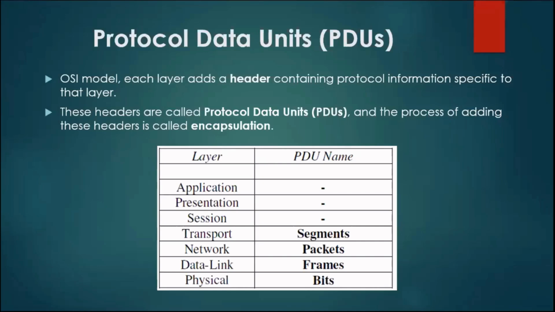Then when it comes to the transport layer, it adds segments. So segments, I'll explain more as we reach them, but I'll not talk about it right now. Segments, packets, frames, and bits, I'll explain in detail in the next slides. So you have transport for segments, network for packets, data link for frames, and physical layer for bits.